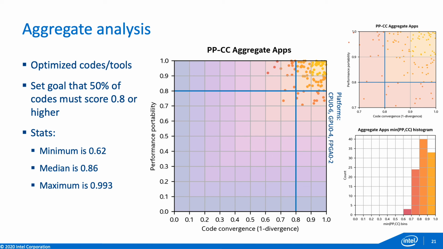So here you can see I've zoomed in just to give you a better view of this area where all the data points are. And you can see here that the histogram, of course, looks much better, right? We have a median of 0.86, which means that certainly 50% of our codes are scoring 0.8 or higher, and our minimum is much higher, as is our maximum. So this is a sort of example of what we have looked at in a way that we can talk about these things and compare them with previous results.